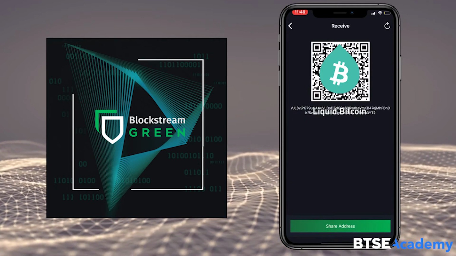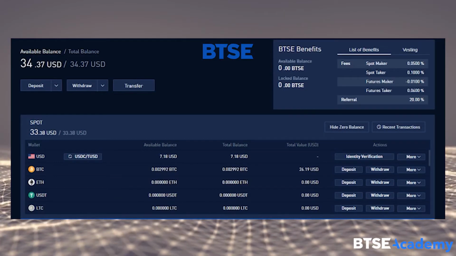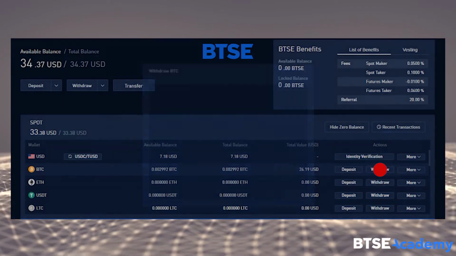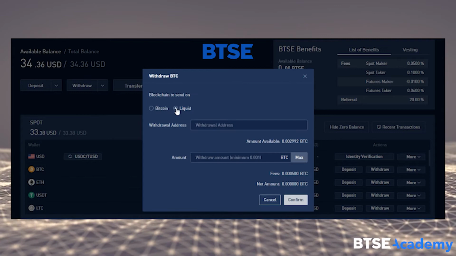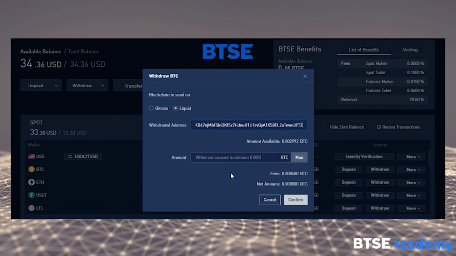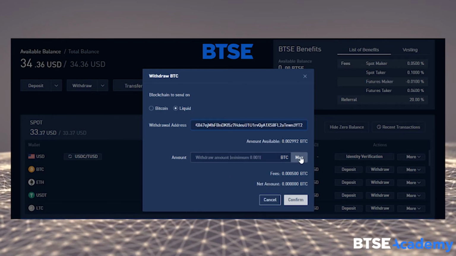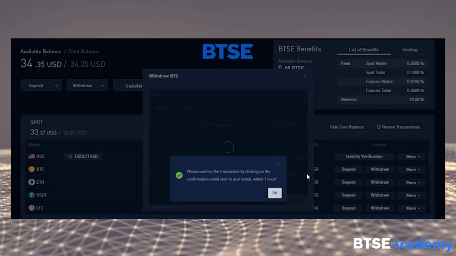Go to your favorite exchange currently supporting the Liquid network. In this case, we're using BTSE.com. Go ahead to withdraw Bitcoin and select Liquid. Paste your Liquid address while selecting the amount of Bitcoin you wish to send. Confirm all the information and you're all good to go.